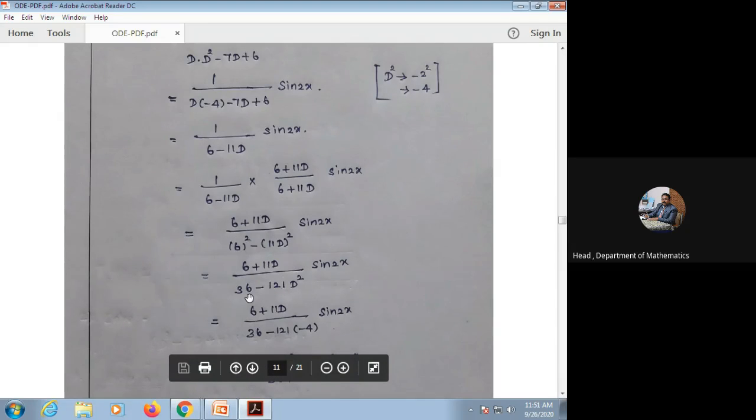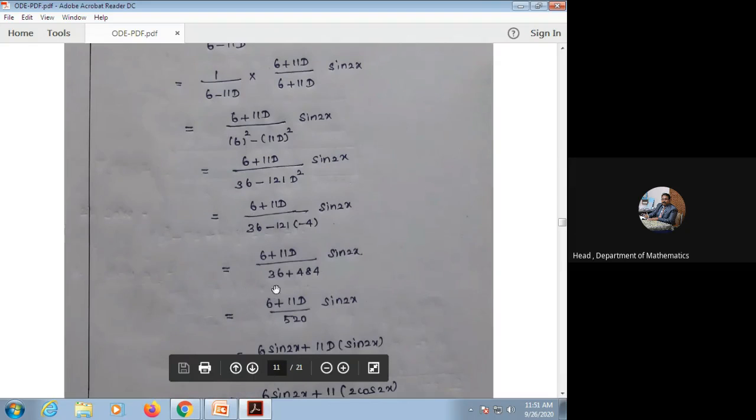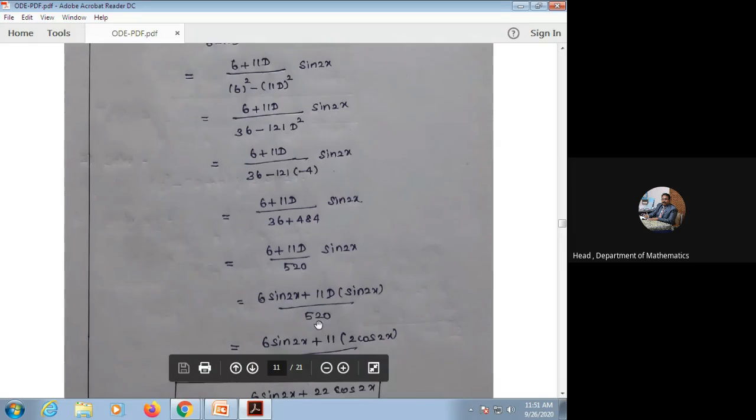6 squared we know is 36, minus 11 squared, 121, D squared. Here we have to put the D squared value, that is minus 4. Therefore, 6 plus 11D by 36, put D squared as minus 4, then multiplying these two values, we get 484. Adding these two results, we get 520.